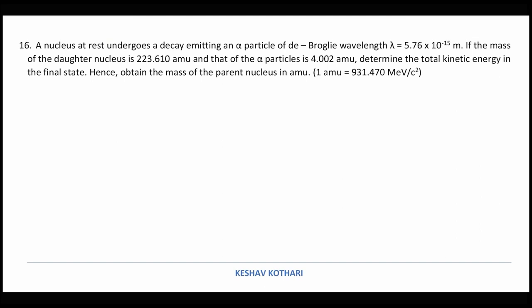So over here, the question is saying that a nucleus at rest is undergoing alpha decay. So I can begin the problem by writing the nuclear reaction that is involved. I'm saying that a nucleus X with atomic number and mass number Z and A undergoes alpha decay. So the Y that will be obtained will have Z minus 2 and A minus 4 as atomic number and mass number.